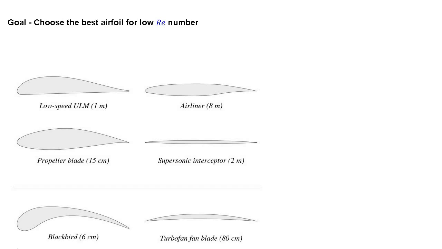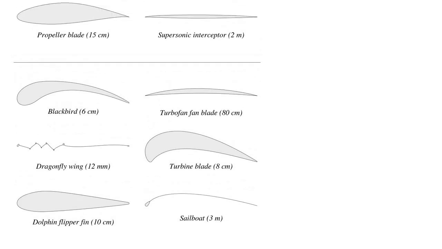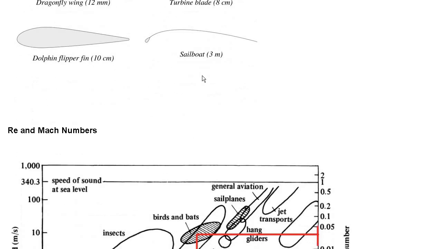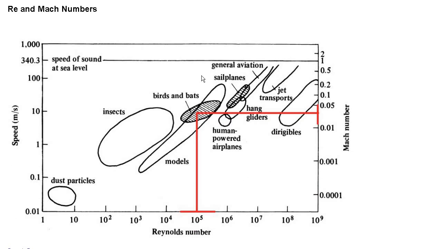So the purpose of this video is to choose the best airfoil for the low Reynolds number. And we know that there are plenty of different airfoils, like those for instance, and the goal is to choose the one which is best fitted for the low Reynolds number. First, we have to decide what the Reynolds number actually is.